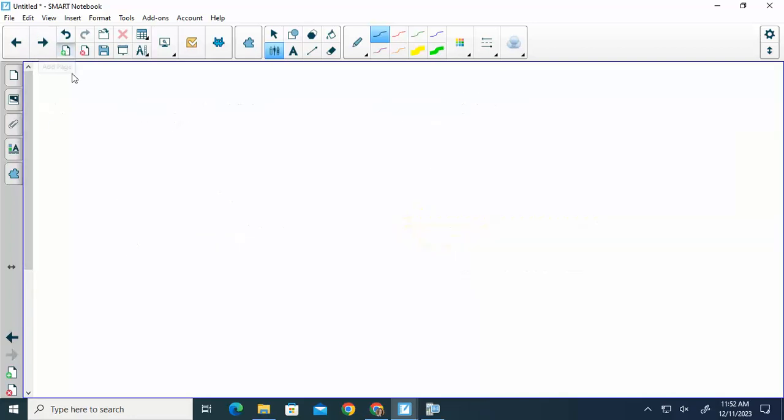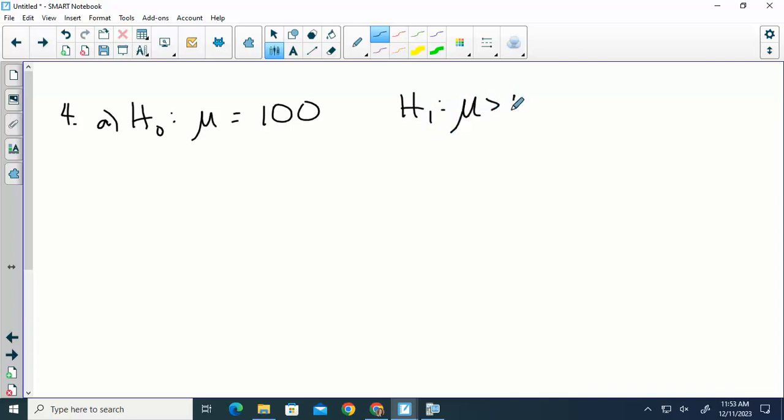All right, number 4. We want to determine if the mean, so we know we're talking about mu as our variable, is more than 100. So the null would be equal to 100, alternative would be greater than 100. Condition, if we're talking about the mean, our condition has to be bigger than 30. We have a sample of 35. So 35 is bigger than 30, so we're good.